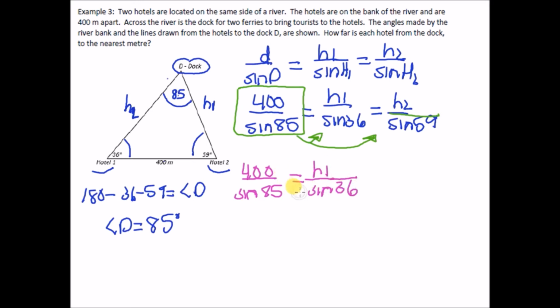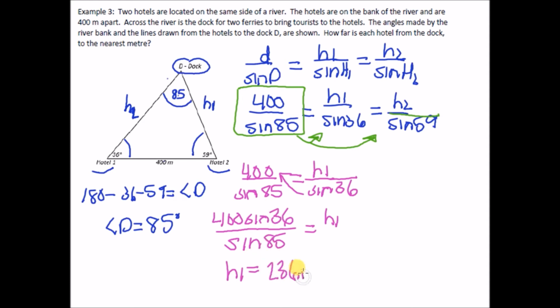36. Okay, all we want to do is cross multiply. We have 400 sine 36 over sine 85. And what we want to do is just punch it into our calculator. 400 sine 36 divided by sine 85. We get 236. So 236 meters.